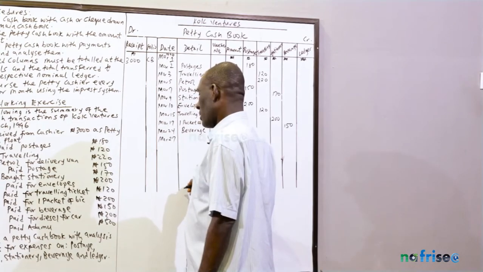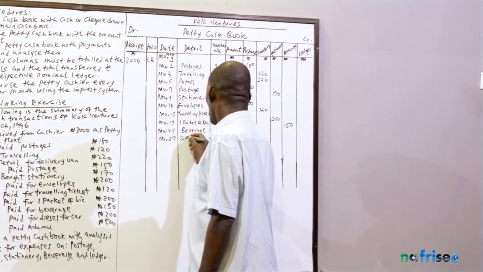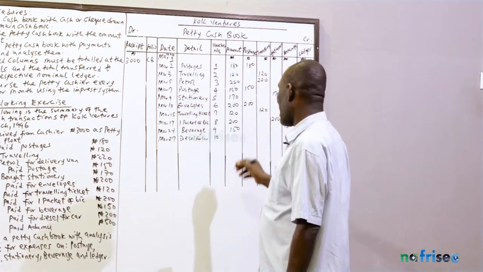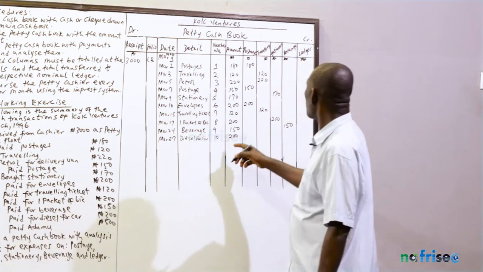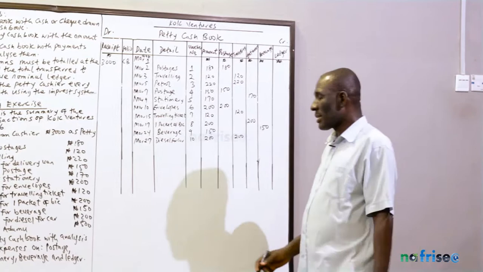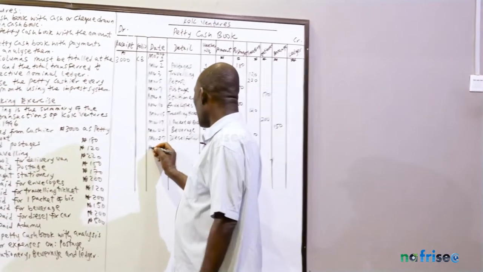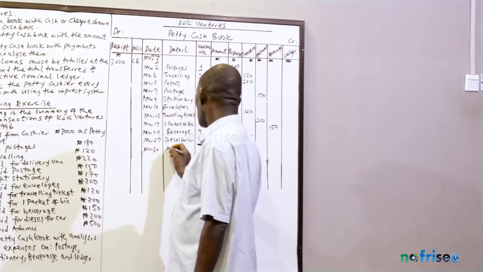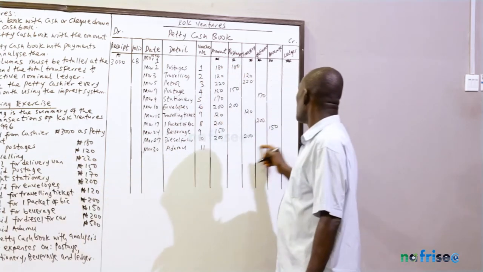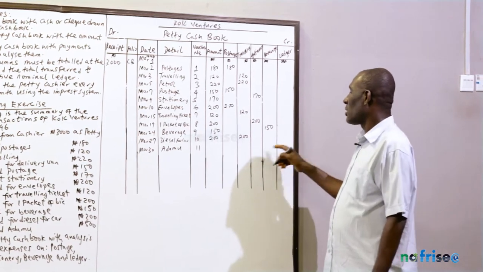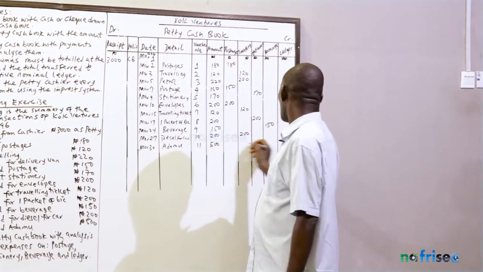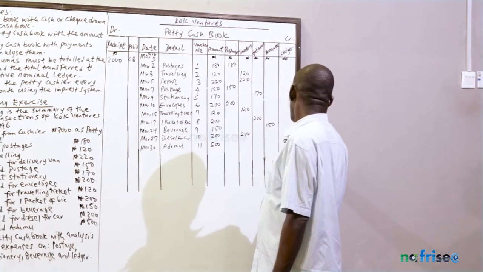March 27, diesel. Diesel for car 10. Total amount for diesel for car is 200 naira. You go to traveling because it's under traveling, 200. Then the last transaction there, March 30, Adamu, 11. Adamu is ledger, it's personal ledger. So you write the amount, 500 naira. You now go to under ledger, 500 naira.